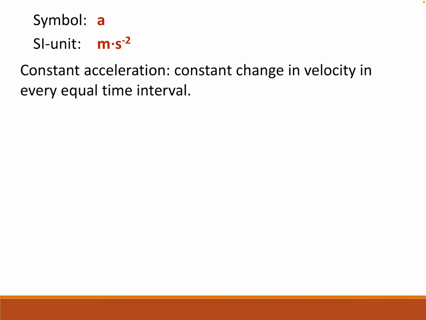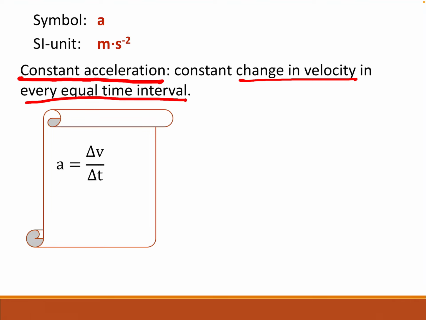We only deal with constant acceleration. That means there's a constant change in velocity in every equal time period. So in other words, the velocity changes by the same amount, the same meters per second, every second. And that's either that the velocity is going to increase or the velocity is going to decrease. So from the definition, acceleration is the rate of change of velocity.